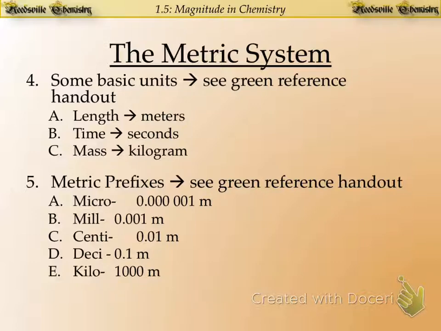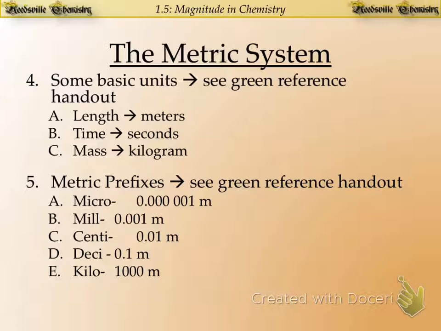Now, the metric system uses prefixes to tell the magnitude. Magnitude in chemistry, right? So if we want something really, really little, we use prefixes like micro and milli and centi. If we want something really, really big, we use a prefix like kilo or mega or giga or tera. Now, since we're getting these huge computers that can hold terabytes of information. Okay? So we can use a prefix really to tell the magnitude of something.